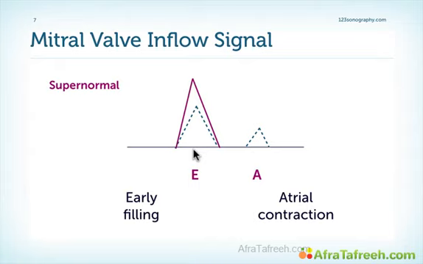Remember the diagram or the illustration I showed you previously? We have a very rapid untwisting of the heart, and therefore we suck the blood into the left ventricle very quickly. And since most of the blood is already in the left ventricle, the atrial contraction does not really contribute very much to the filling of the left ventricle.